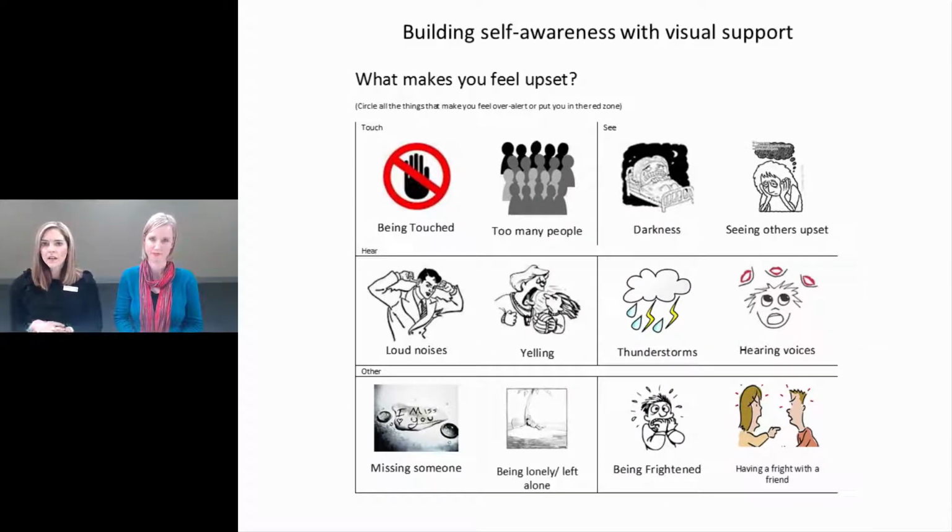The next one is part of a building self-awareness visual support tool that we used. This was something that we came up with using just Word and pictures from the internet, so you didn't need any fancy equipment or anything to use. But the idea is to help young people identify what things make them feel distressed or dysregulated. And from this, of course, then you can think about what helps you calm down as well by doing something similar in that sphere as well.